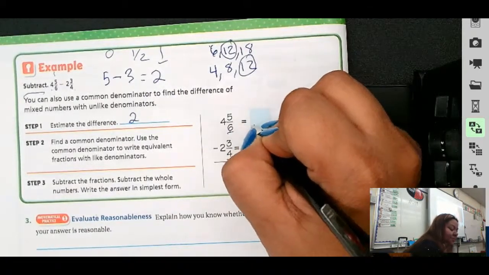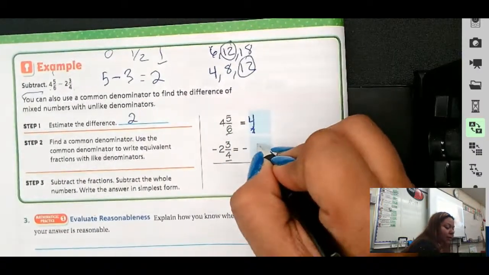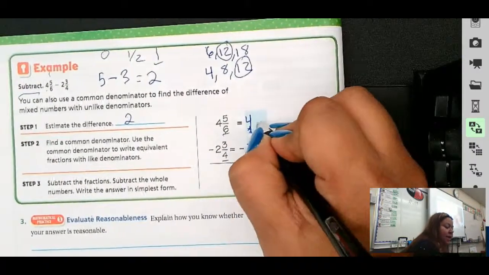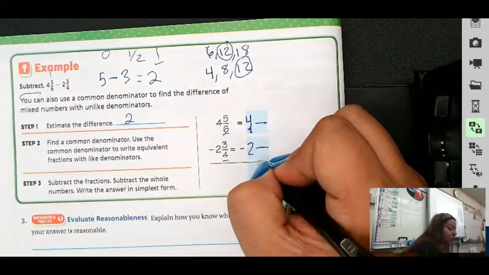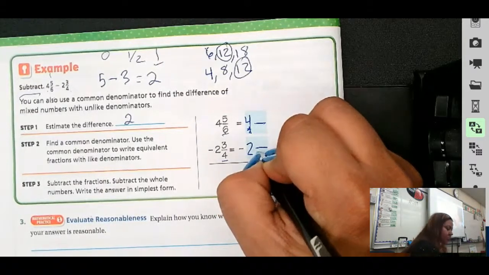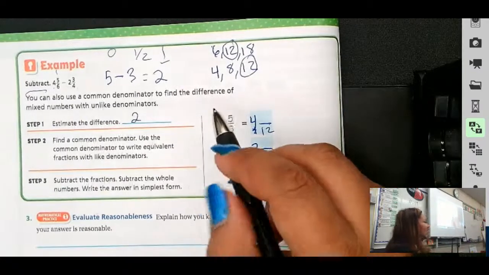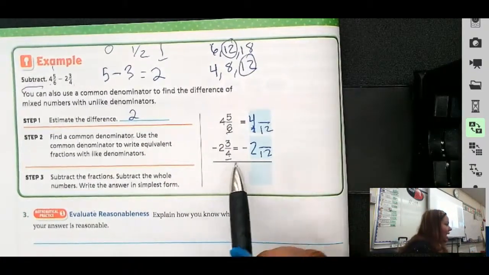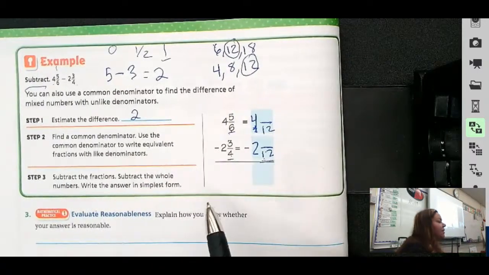Okay, so you want to keep your whole number. So rewrite your whole numbers, and then we're going to write our common denominator, which is, what's our common denominator, Rodrigo? Oh, okay. Everybody's Rodrigo. All right, and now we need to write the equivalent fractions.